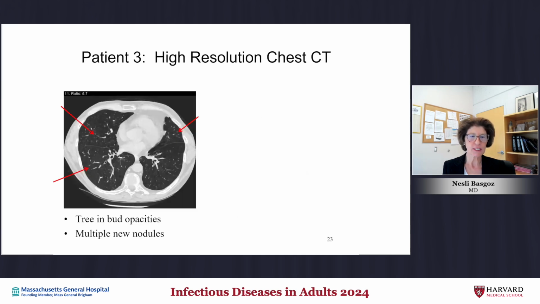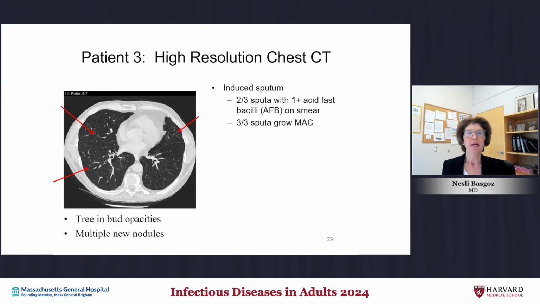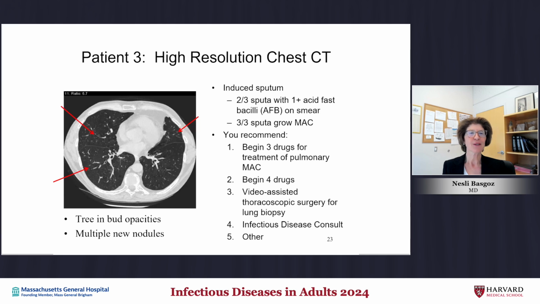And here's his chest CT 6 or 8 weeks later, and this shows tree-in-bud opacities as small airways disease, as well as some bronchial thickening. There are also multiple new peribronchial nodules. So the person seeing him sends induced sputa, and 2 of 3 are smear positive for a small number of AFB, but all 3 grow MAC. So I'm going to ask you what you would do in this circumstance.